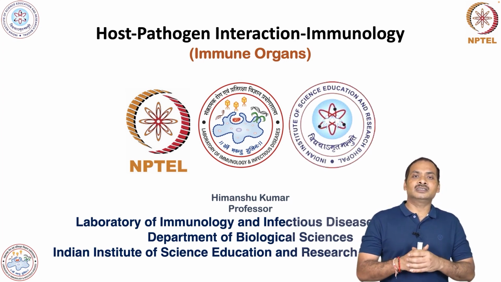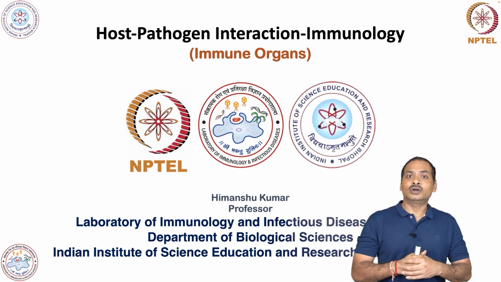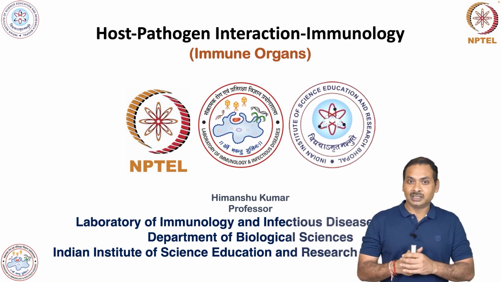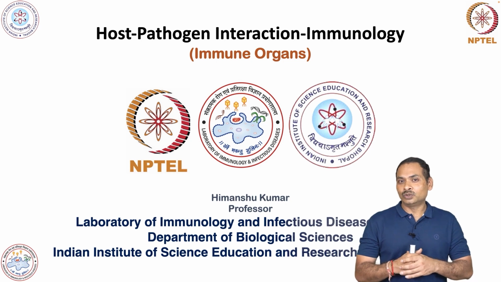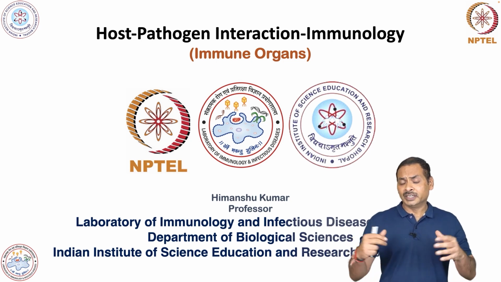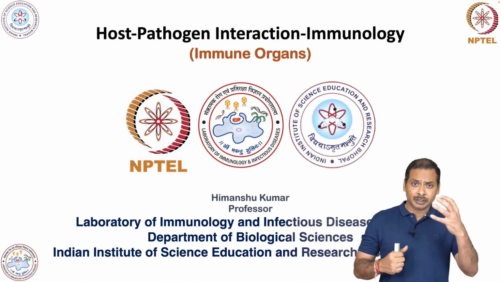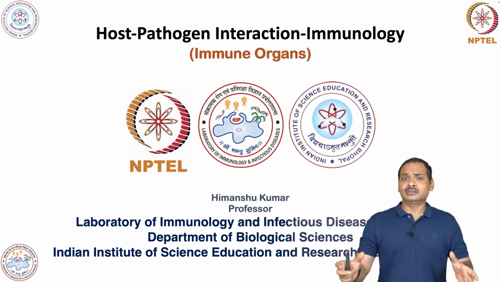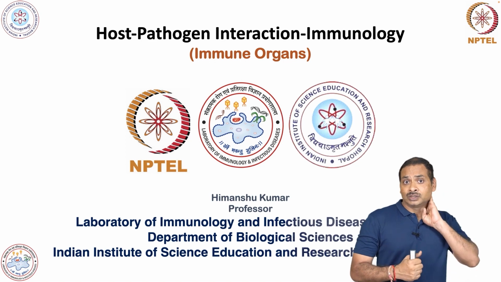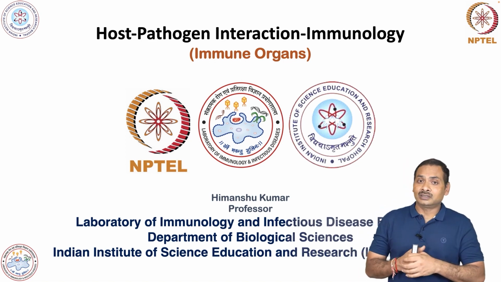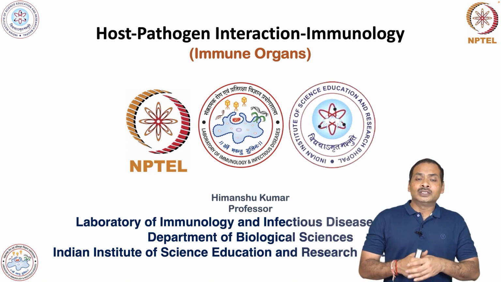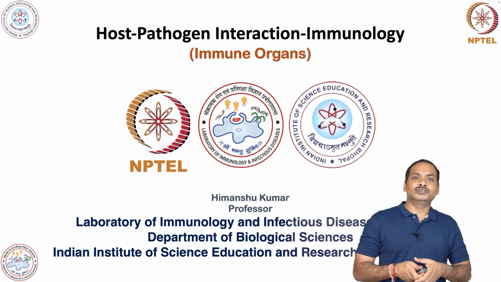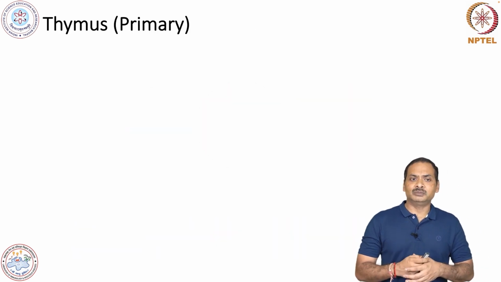Another set of organs we call secondary lymphoid organs, and these play a very important role in the interaction between immunocompetent lymphocytes and antigen, and over there is an appropriate environment. So these secondary lymphoid organs are very important. Now I will take you through the various immune organs, and first we will take the thymus.